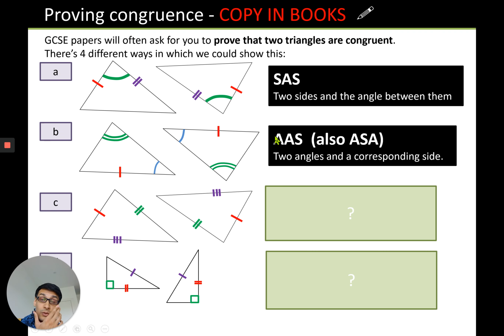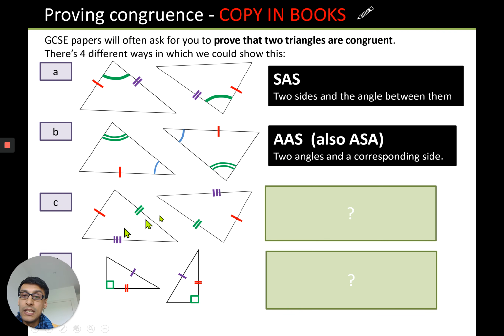Some textbooks and revision guides call it angle, side, angle. Technically, it's the same thing. You have to remember, if you have two angles, essentially you have the third angle too, because you just do 180 minus those two angles. So angle, side, angle, or two angles and a side, it's the same thing. I will typically use ASA in my slides. I'll have to check on the next video.